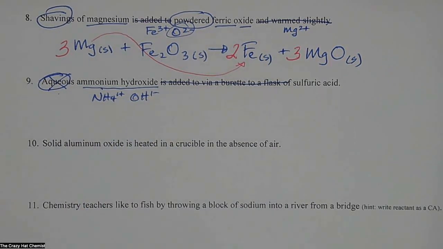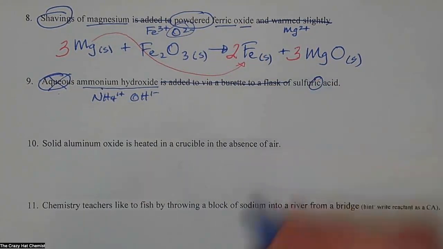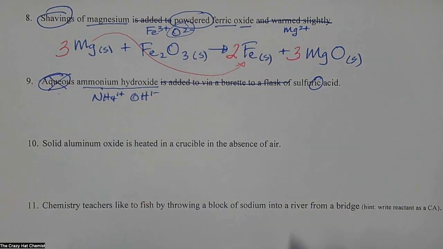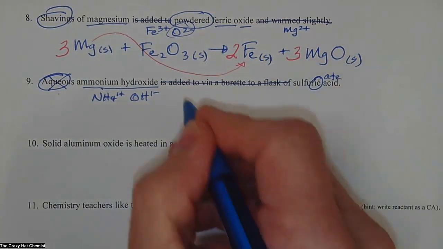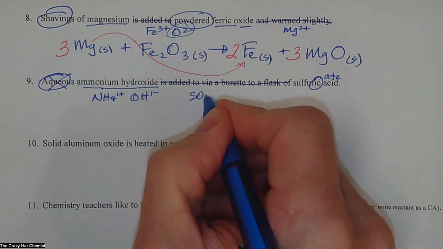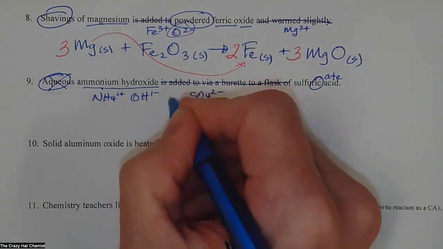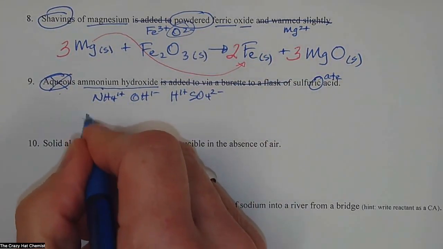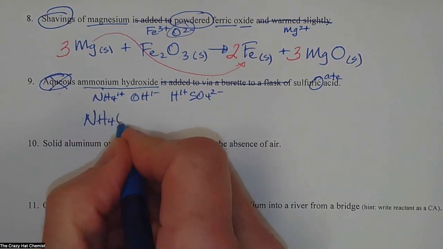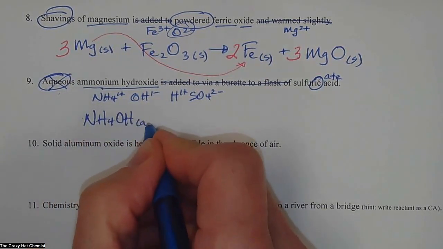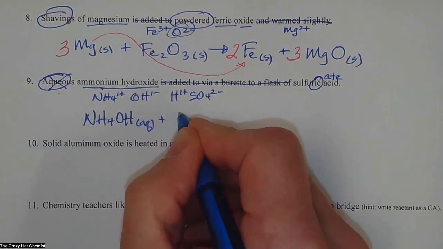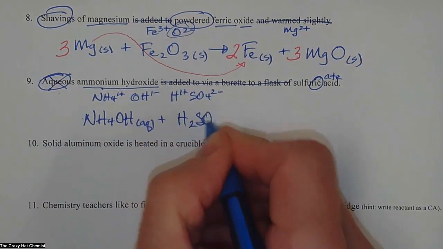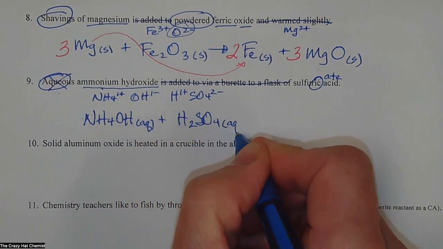So ammonium hydroxide, hopefully got that. And sulfuric acid, that's -ic, is coming from -ate. Therefore, I need to write the sulfate ion. There's the sulfate ion. And then I have a hydrogen for all acids. So ammonium hydroxide, that's a 1-to-1 ratio. That's NH4OH. That is aqueous. And then sulfuric acid, that is H2SO4. And that is aqueous.